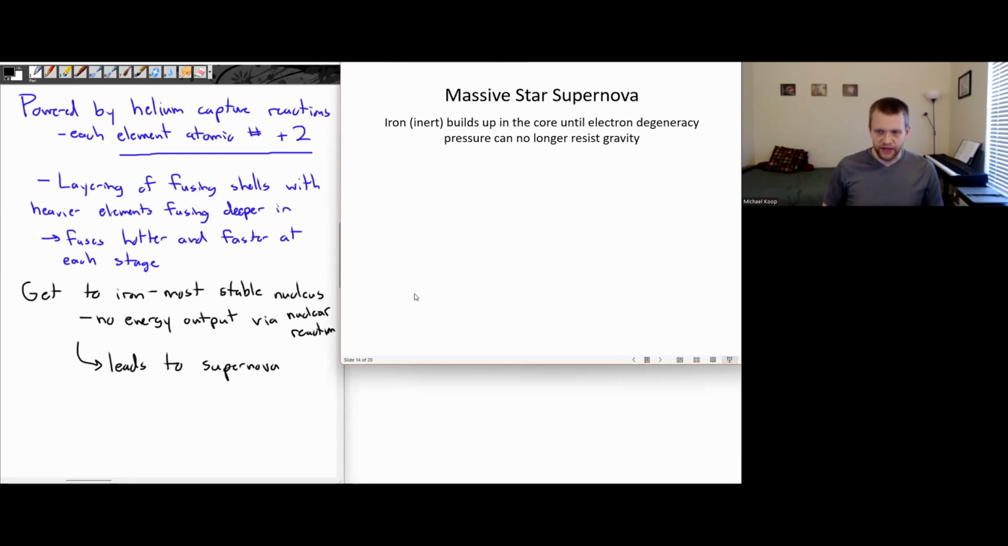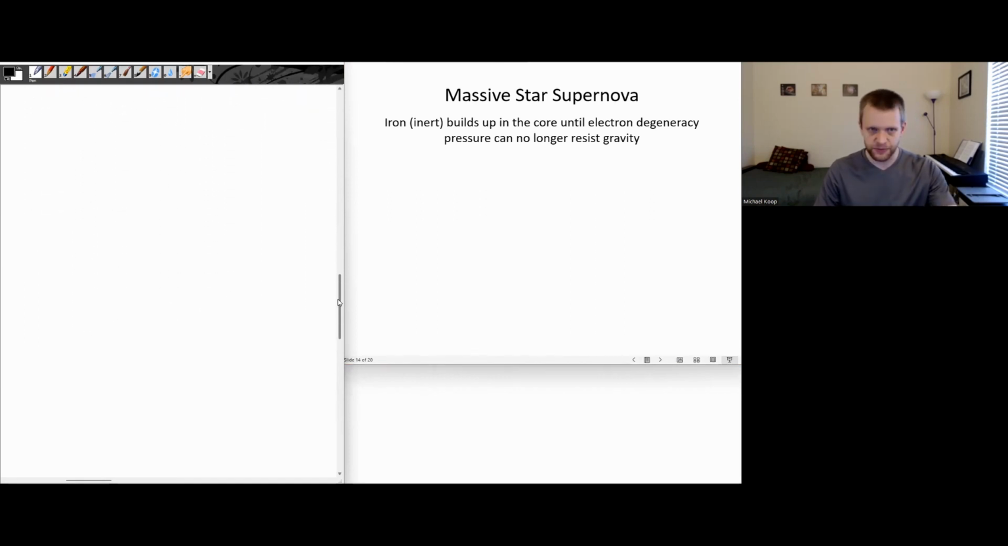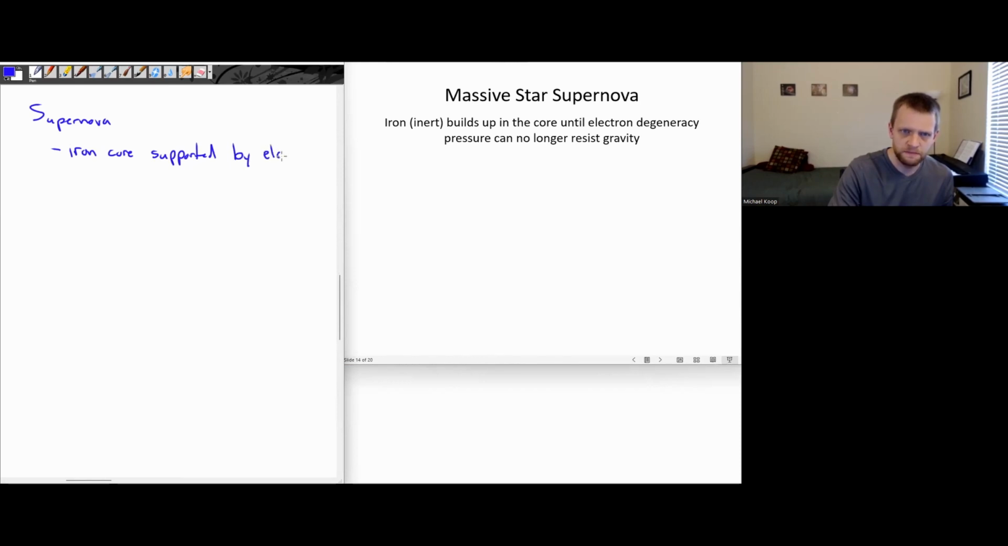So what's actually happening in this supernova event? There's a couple of very important steps that are going on. So let's talk about these supernovas. We've got this iron core that's building up, and that electron degeneracy pressure supporting it against collapse. So that iron core is supported by electron degeneracy.